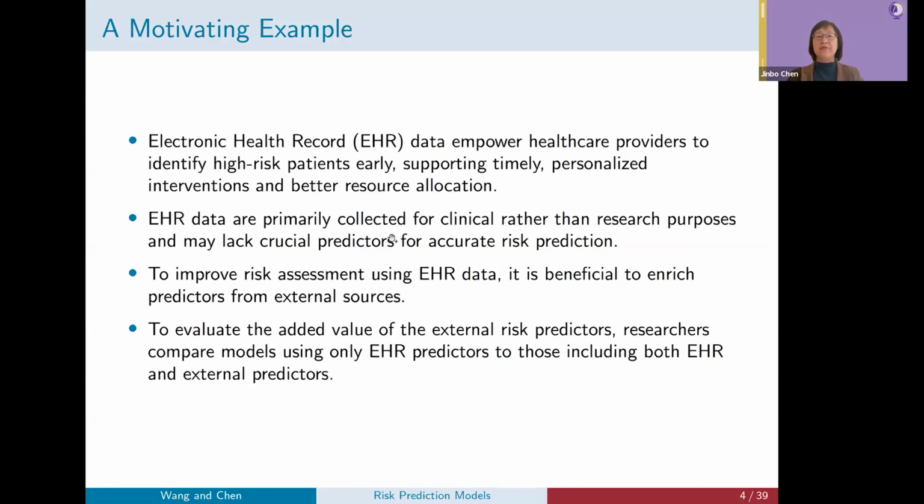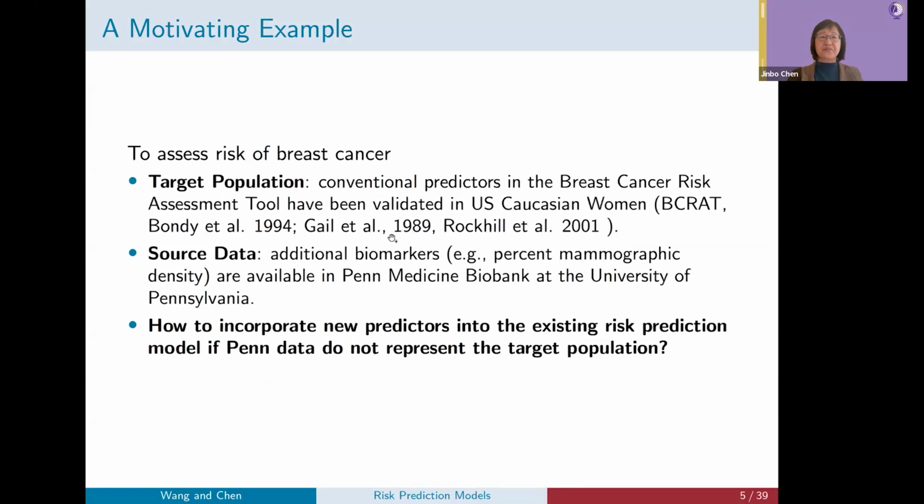So to really improve this limitation, a solution is to collect necessary useful predictor information from external resources. And then in the end, to actually justify this extra effort, we want to evaluate the added value of the external risk predictors. And the value of external risk predictors is assessed through comparing the predictive accuracy of the model with or without including the external risk predictors.